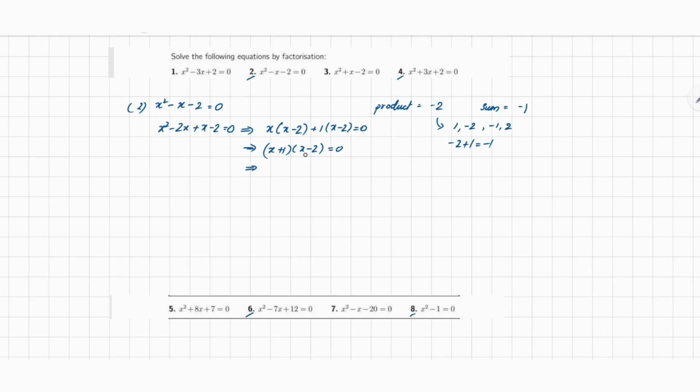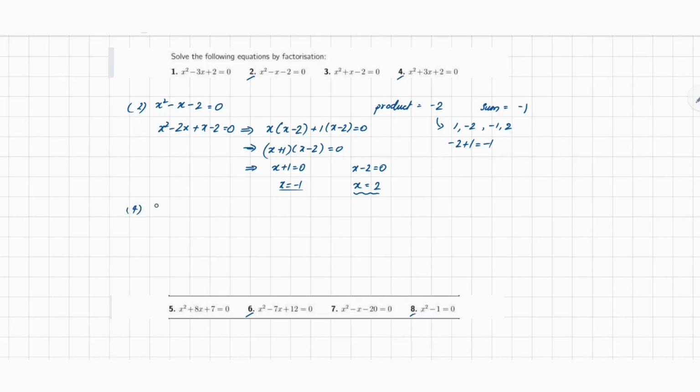We can equate each of the factors to 0 to get the roots. So we have x plus 1 equals 0 and x minus 2 equals 0. So we have x equals minus 1 by subtracting 1 from both sides, and we have x equals 2 by adding 2 to both sides. So x equals minus 1 and x equals 2 are the two roots for the following question.